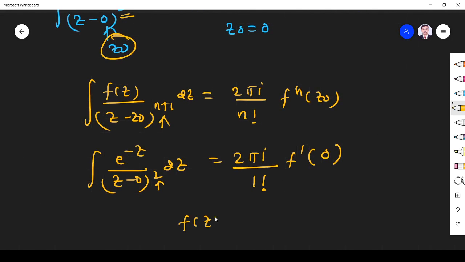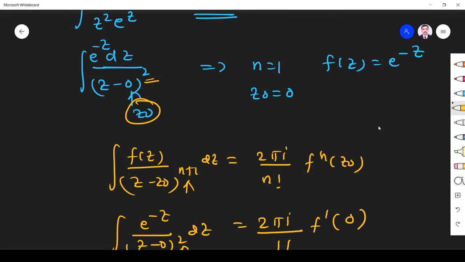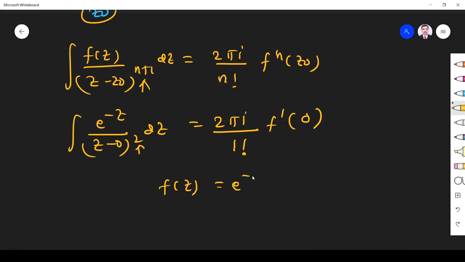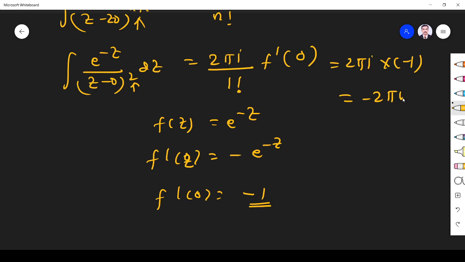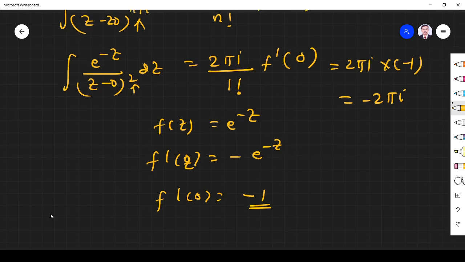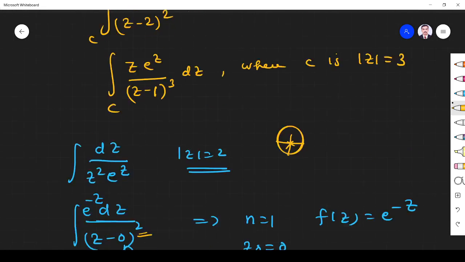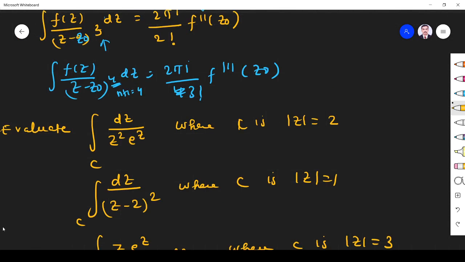What is f of z? f of z is e power minus z, right? So what I need is f dash of 0. First I find f dash of z, which is minus e power minus z. So f dash of 0 is minus 1. So my answer is 2 pi i divided by 1 factorial into minus 1, that is minus 2 pi i. So the answer is minus 2 pi i. Very simple problem, right? Okay, so that is equal to minus 2 pi i.